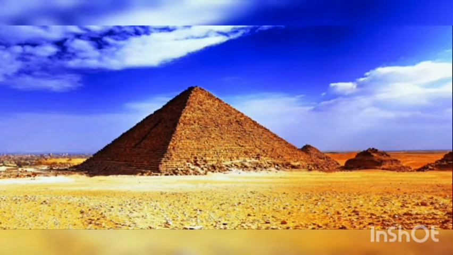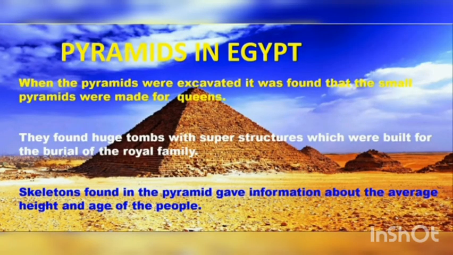Some interesting examples from the world. Pyramids in Egypt. When the pyramids were excavated, it was found that the small pyramids were made for the queens. They found huge tombs with superstructures which were built for the burial of the royal family. Royal family means the kings and queens. It gave information about the average height and age of the people.